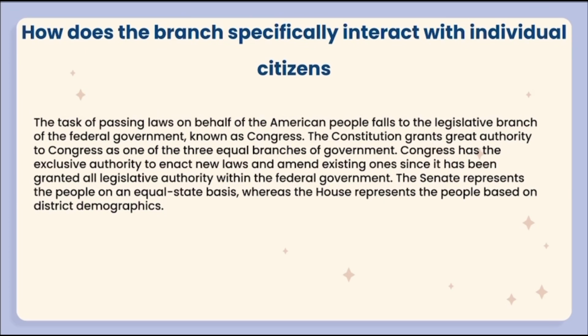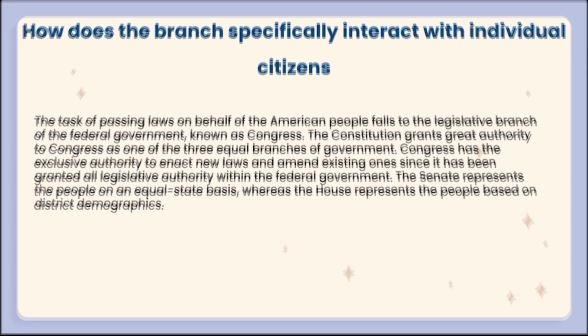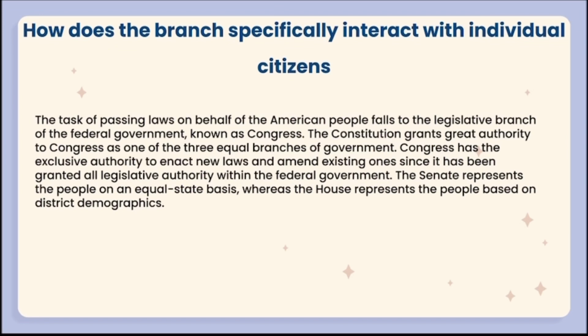As said before, the Senate represents the people on an equal state basis, whereas the House represents the people based on district demographics. This can all interact with individual citizens, as the laws are what people follow on a day-to-day basis. And the Senate and the House can freely represent the information. I hope you are able to understand what Congress does and how Congress can check and balance both of the other branches as well, and that you have a grounded understanding about Congress.